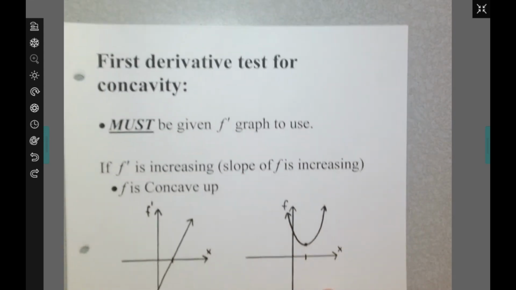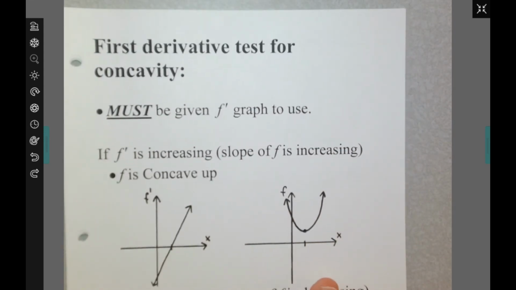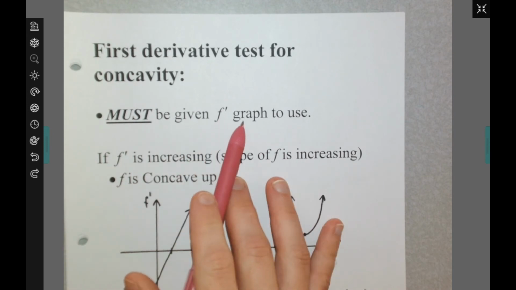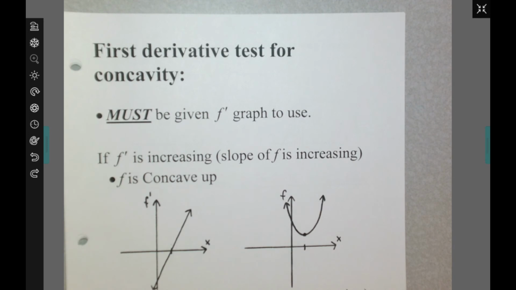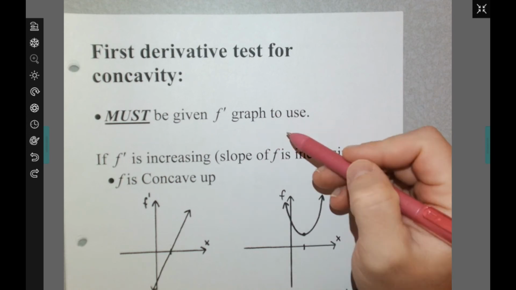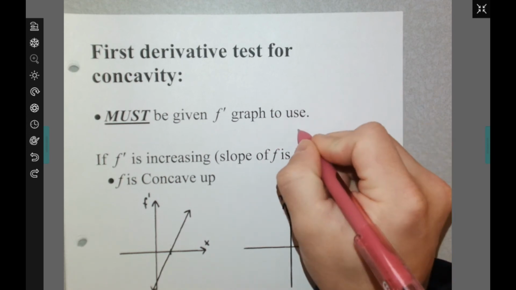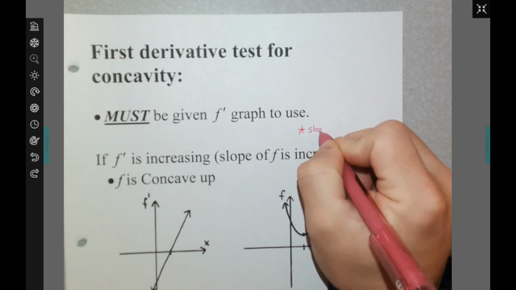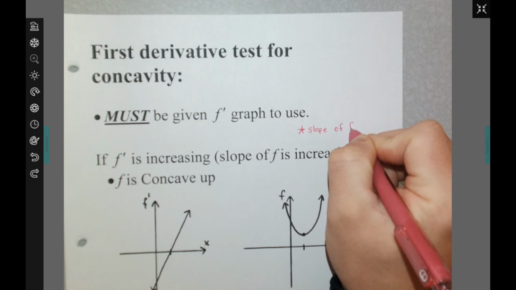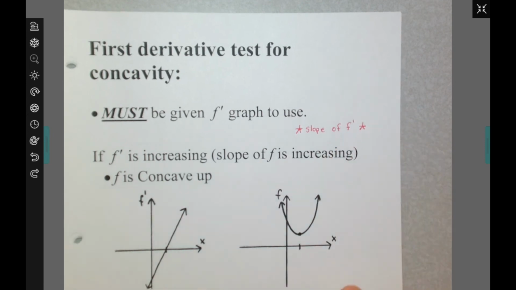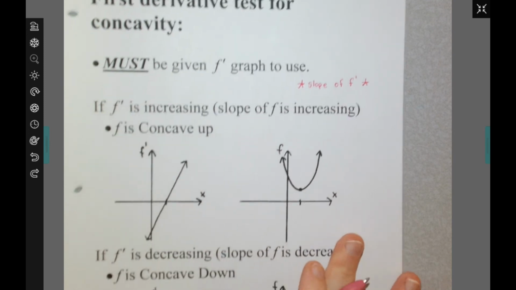So the first one we're going to look at is the first derivative test for concavity. So for this, you must be given the first derivative graph in order to use this test. If you're not given the graph, then we're kind of out of luck on this. But when you're given f prime, what we're looking at is the slope of the first derivative graph to give us whether the function is concave up or down.